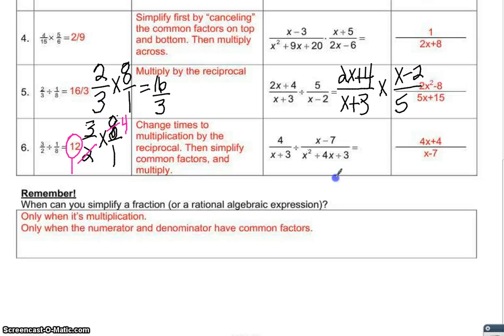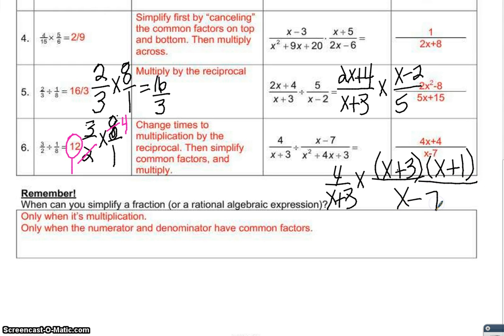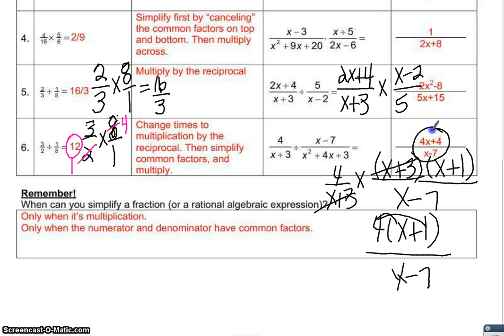Same thing on number 6. I have 4 over x plus 3, but instead of dividing, I'm now going to multiply, and my x squared plus 4x plus 3 will be on the top. When I factor that, I have x plus 3 and x plus 1, and my denominator will now become x minus 7. Remember here, I can cancel my like terms, and so I'm left with 4 over x plus 1, or 4 times x plus 1 over x minus 7. And when I distribute the 4, I get 4x plus 4 over x minus 7.